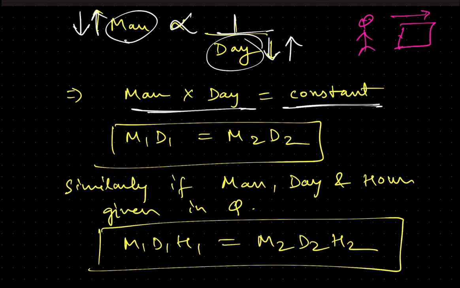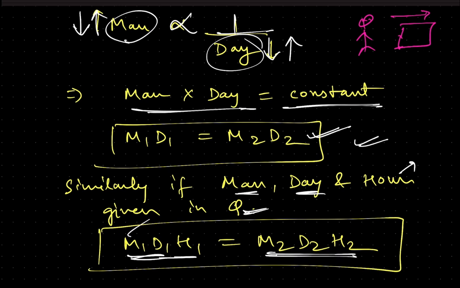So if m1 and d1 are the first number of men and the number of days they took, and m2 is the second number of men, then d2 will be the number of days it will take. This will serve as a formula for solving the questions. Similarly, if man, day and hour, which is the rate of doing the work, are given in the question, we will use the formula m1 d1 h1 is equal to m2 d2 h2, where m1 is the number of men, d1 is the number of days, and h1 is the rate at which the work is done. Let's see the questions, so you will understand it better.